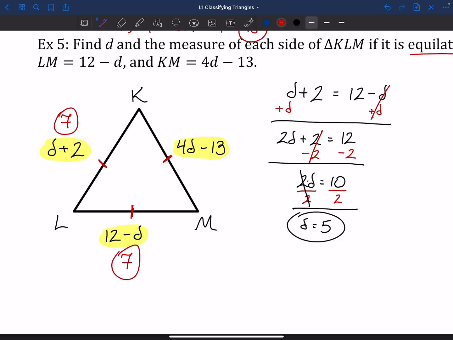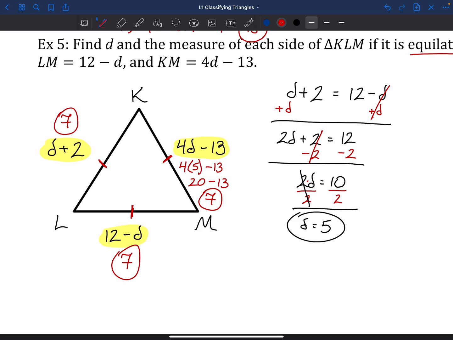Last one, from K to M, right over here on the right, 4D minus 13. So 4D, so 4 times that 5 minus 13. Well, 4 times 5 is 20, and 20 minus 13 is 7, right? So we found out that it was 7 on each and every one of those, right?